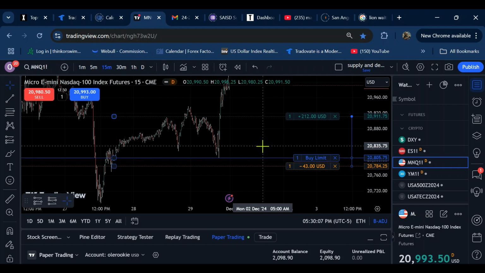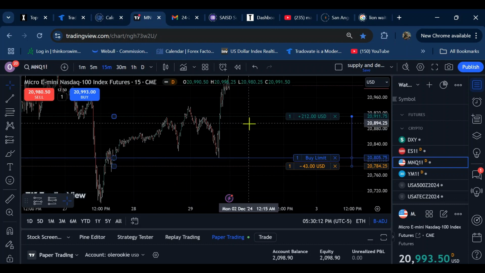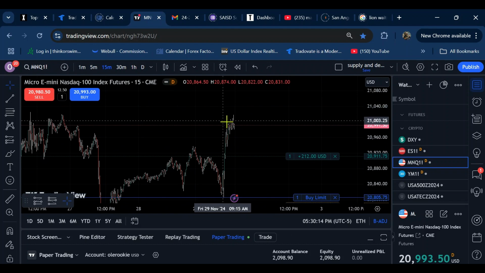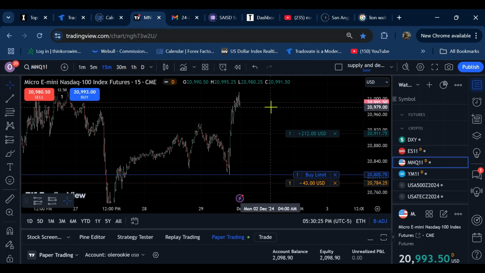I'm pretty good at reading these levels and understanding that when it gets here, it's most likely going to go back up. And when it hits the top, it's most likely going to come back down, because that's what the market does 70% of the time. It ranges. So you can use that to your advantage by only placing limit orders at the highs and lows.